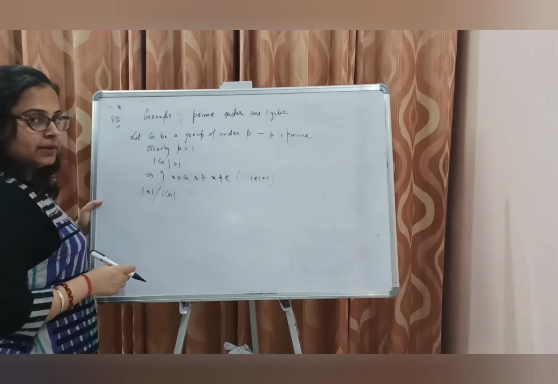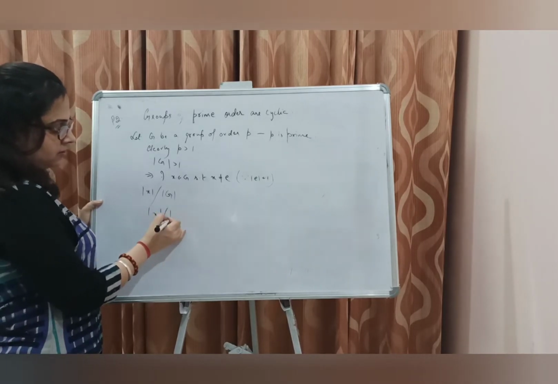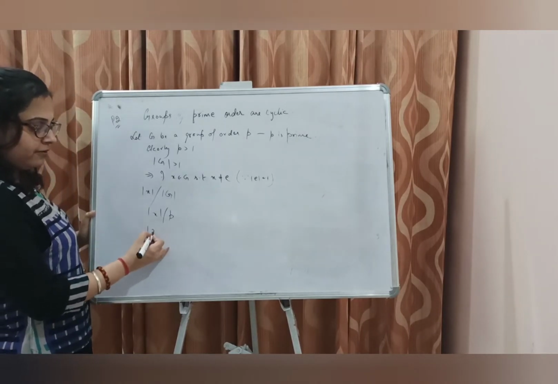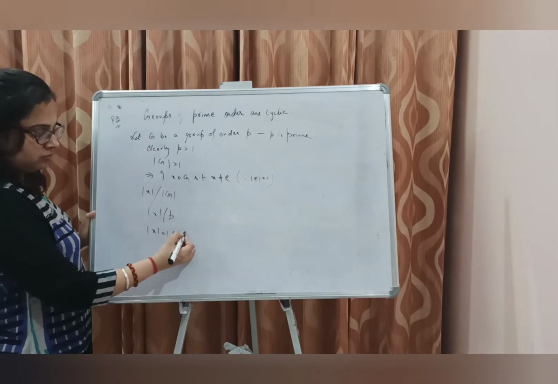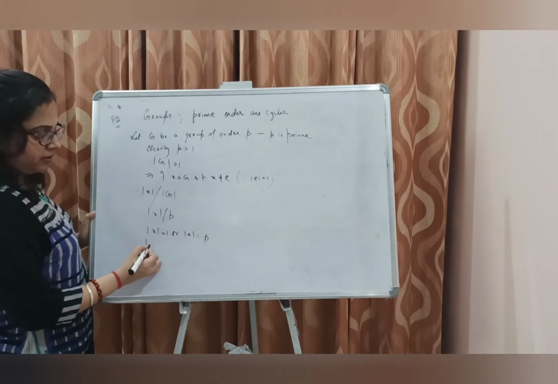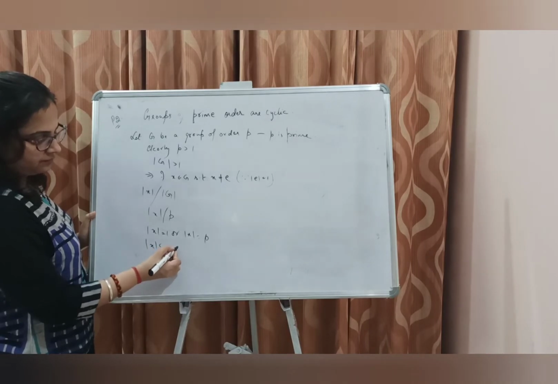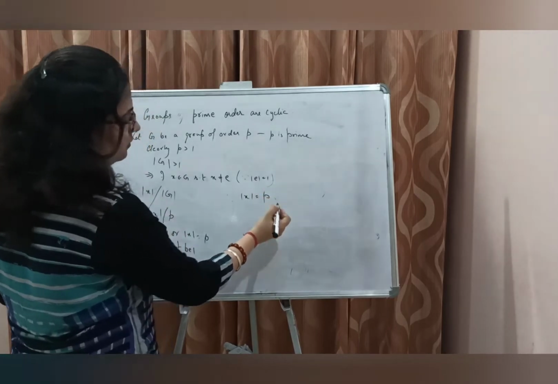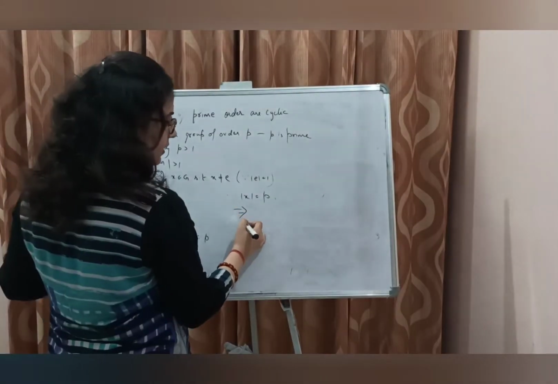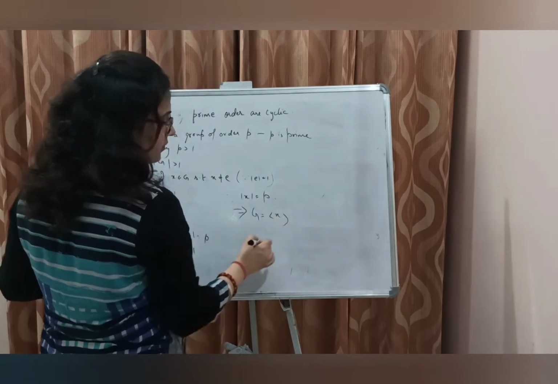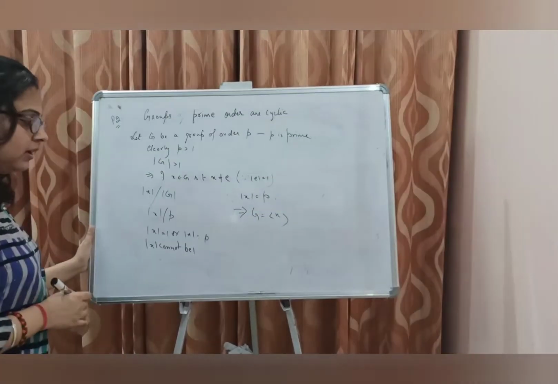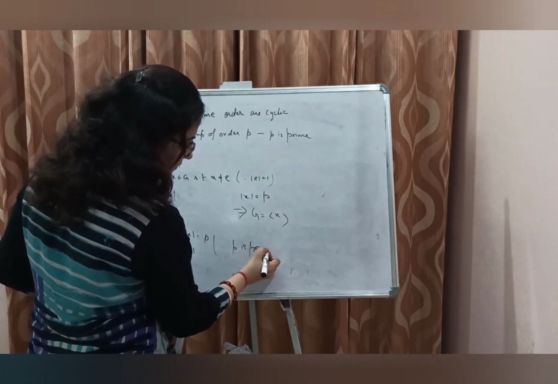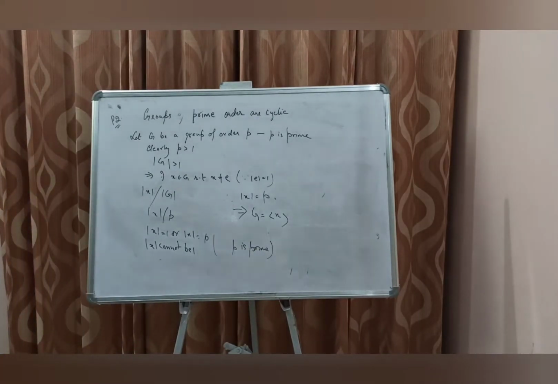Now the order of G is prime. What are the possibilities? How many divisors does a prime number have? 1 or itself. So the order of X is equal to 1 or the order of X is P. Now the order of X cannot be 1. Therefore the order of X is P. This implies X is a generator of G, because P was prime.